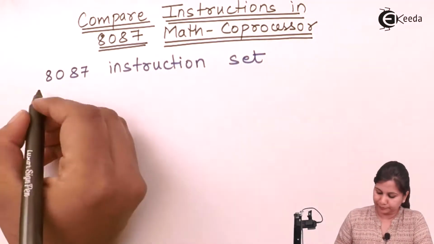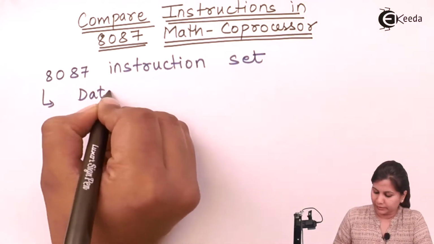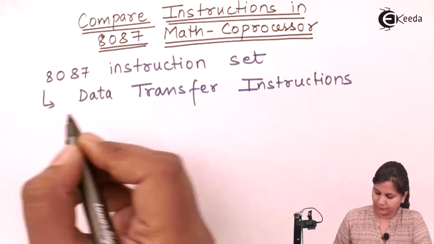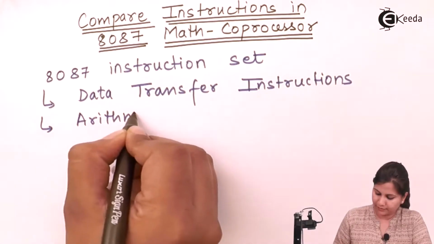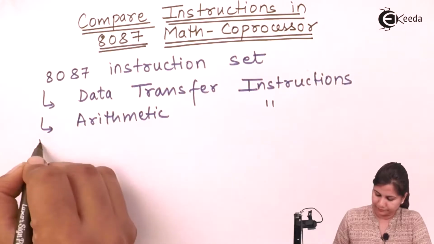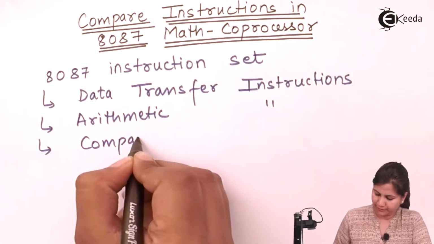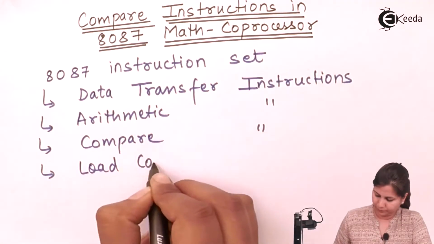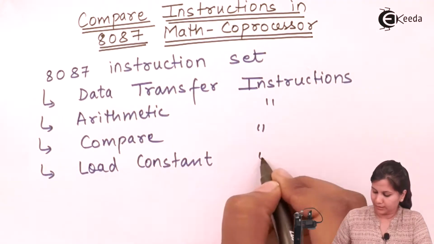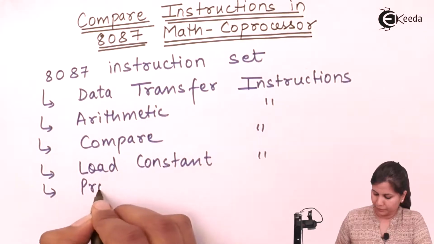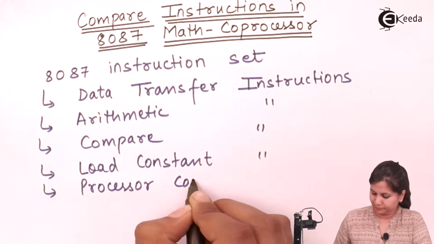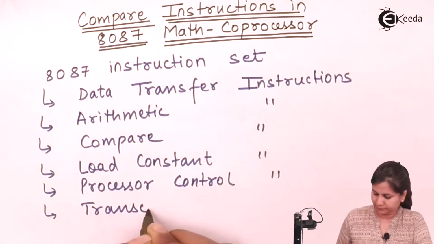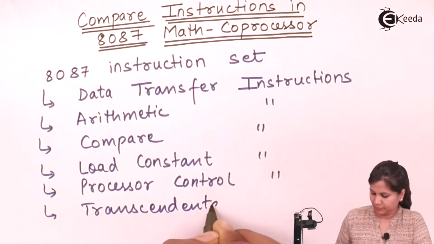There are six categories. First is the data transfer instructions, then arithmetic instructions, compare instructions, load constant instructions, processor control, and transcendental instructions.